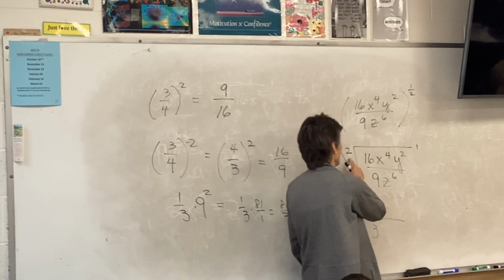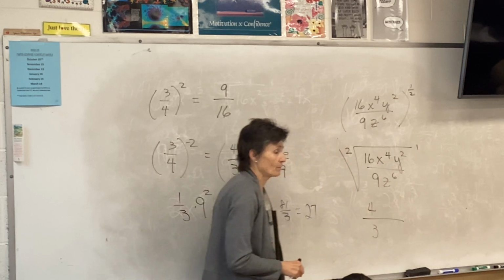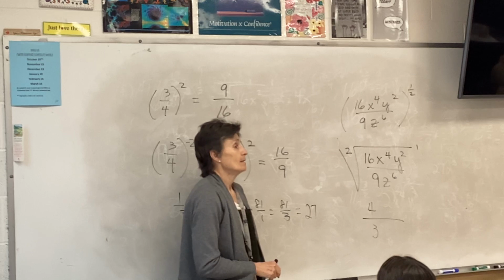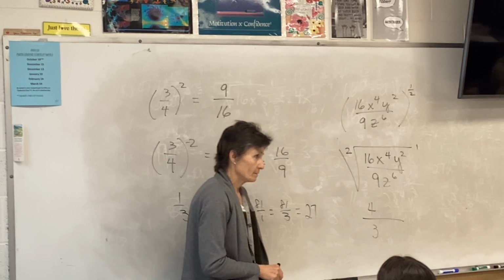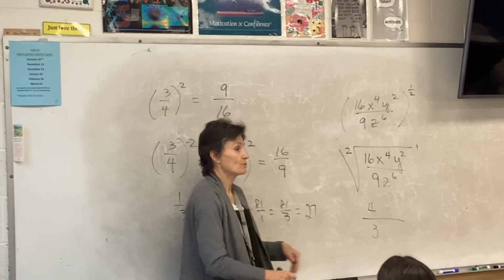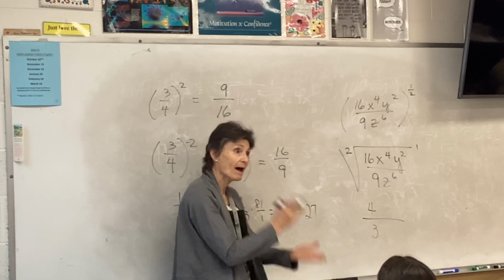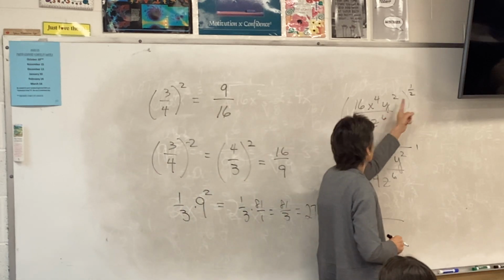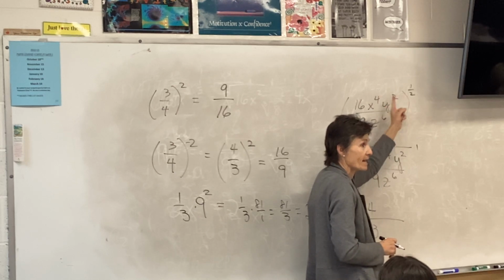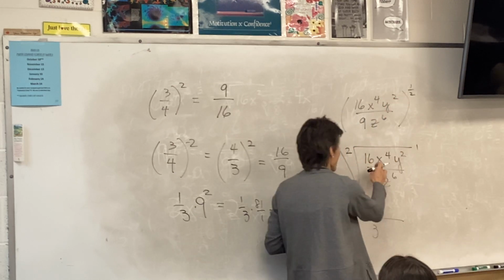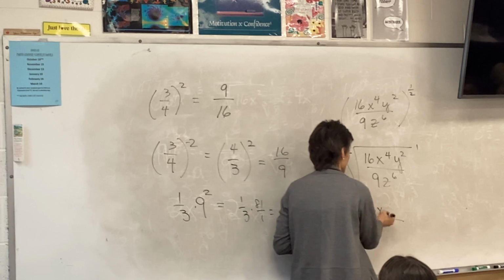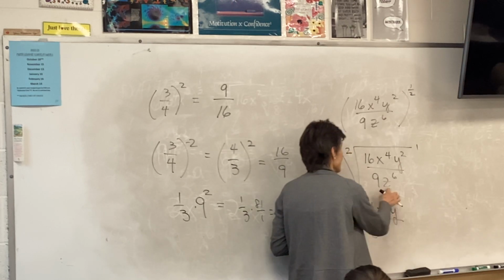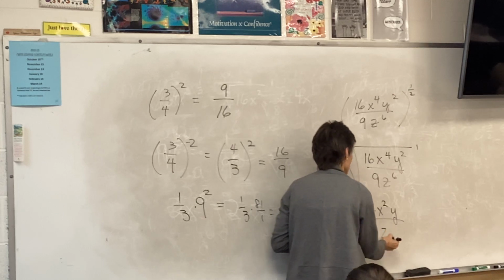Now, the square root of x to the 4th. You don't take the square root of 4. You take half of 4. That's right. You said you take half. Because this is a 1/2 exponent and you are multiplying the exponents. So what's half of 4? 2. What's half of 2? 1. What's half of 6? 3.